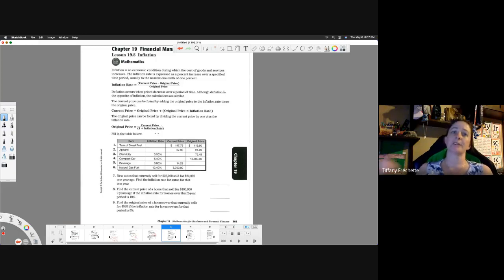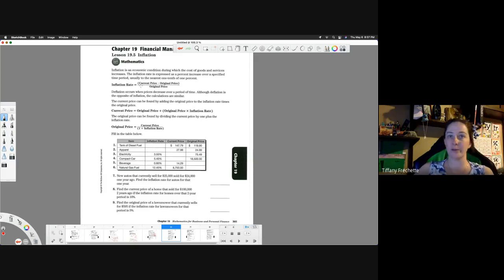All right. So we're going to fill in the table below. We're just going to look at number 1 here, and then I'm going to let you guys finish this off because the calculations are not too terribly crazy for this one. So we have tank of diesel fuel, inflation rate, current price, original price. We just have to fill in whichever piece is missing, either inflation rate, current price, or original price. So in this case, we want the inflation rate.